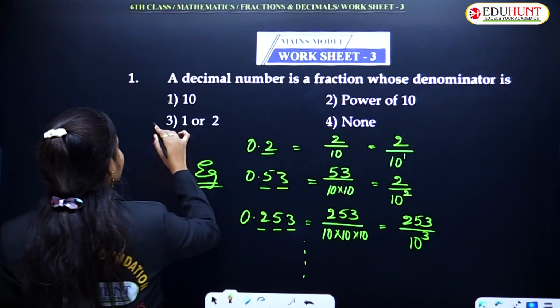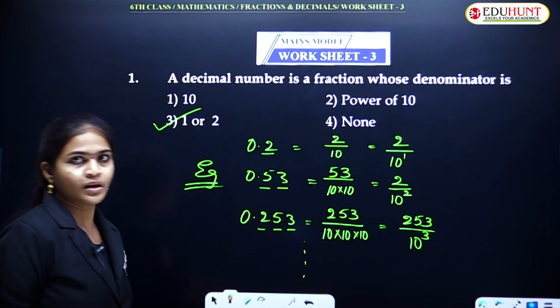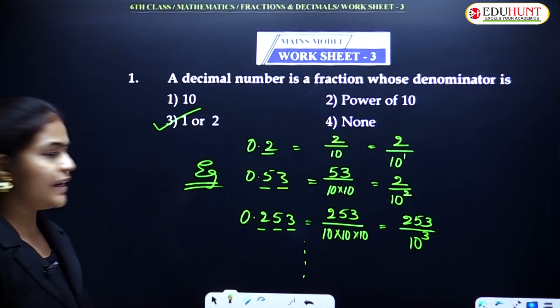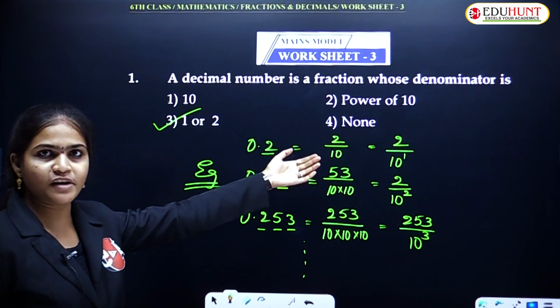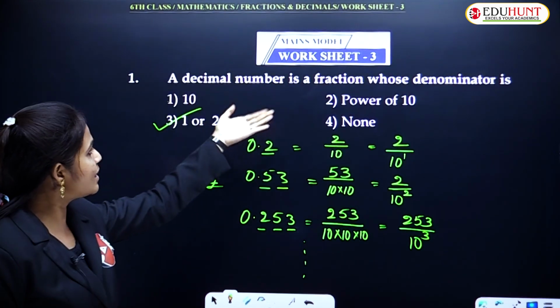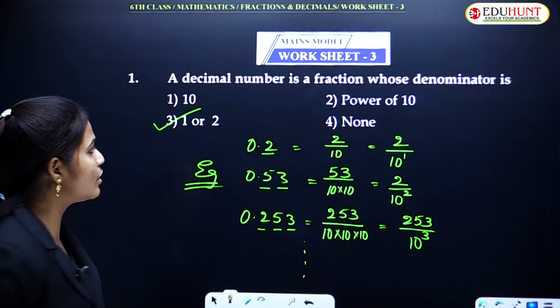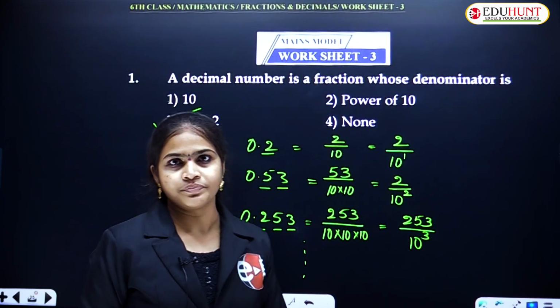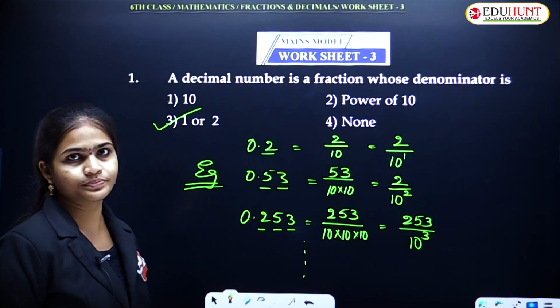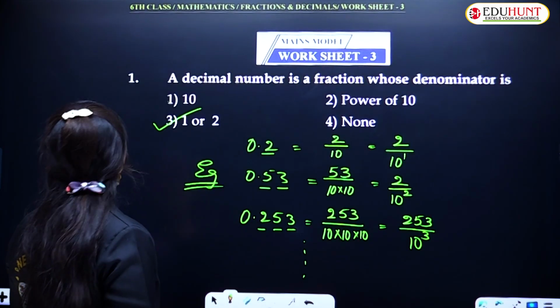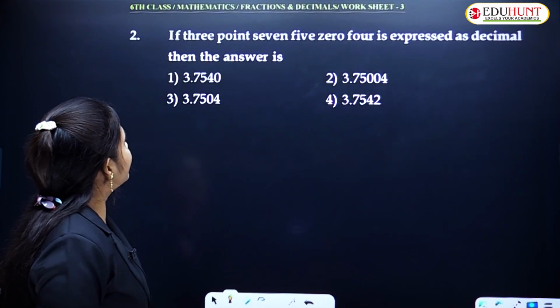So as per this, 1 or 2, any option we can take. If the denominator is 10, then that is a decimal fraction. If the denominator is a power of 10, then that is also a decimal fraction. Understand? So the answer is 1 or 2. Clear? Yes. Next one.